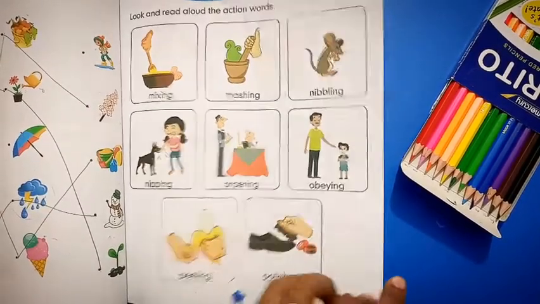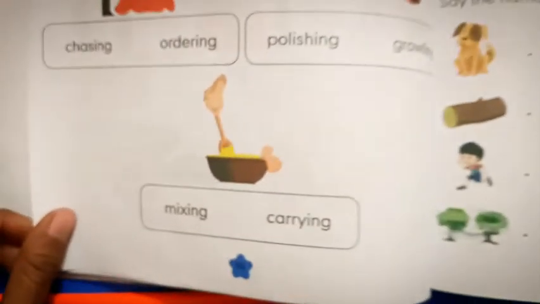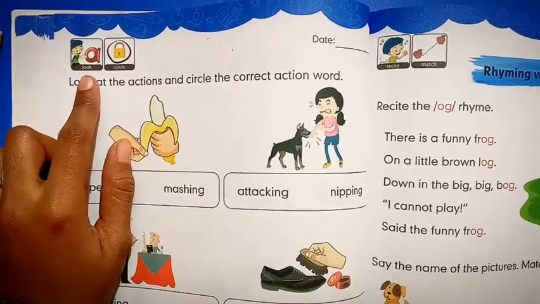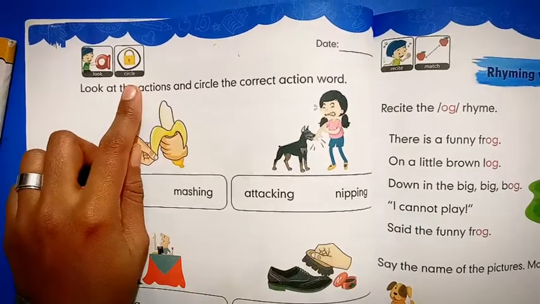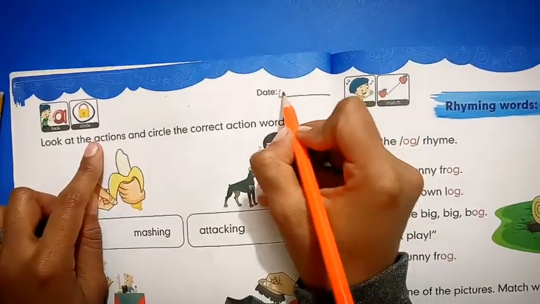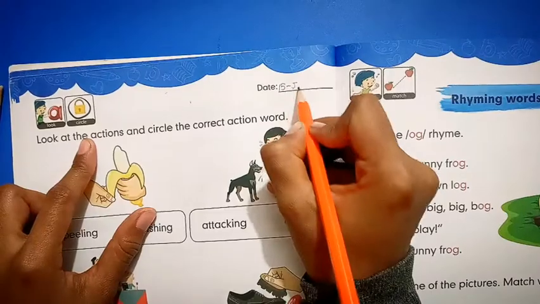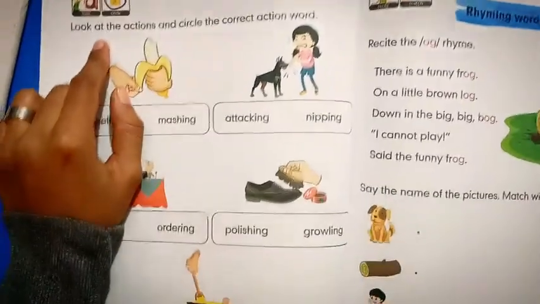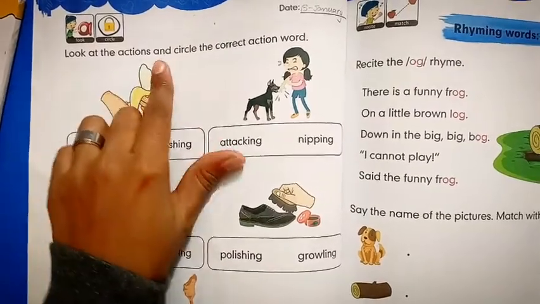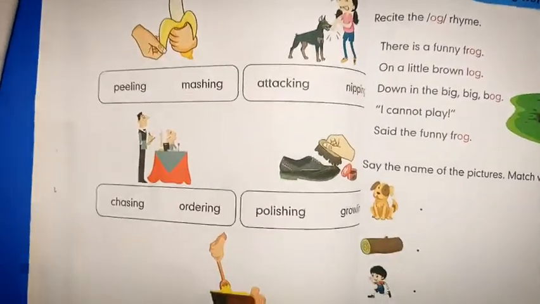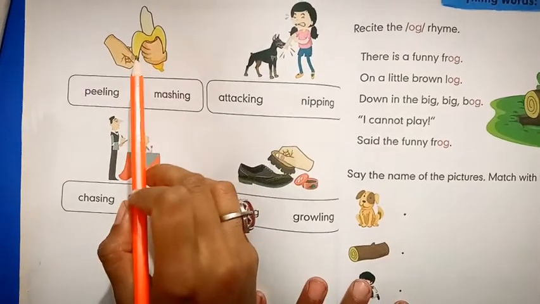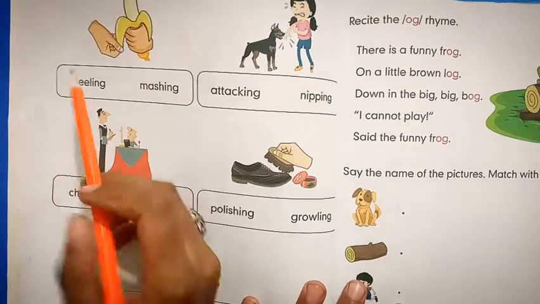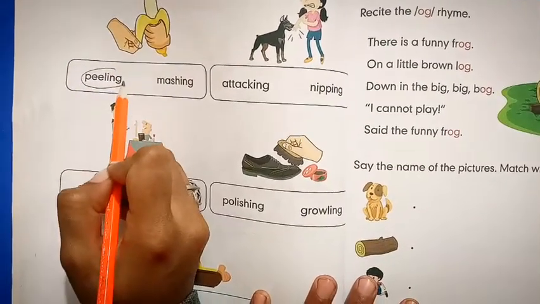Now turn to page number 56. The icon says look, circle. Mention the date here, it's 15th of January. Look at the actions and circle the correct action words. What does this picture show? Peeling. Good, it shows peeling. Circle peeling.